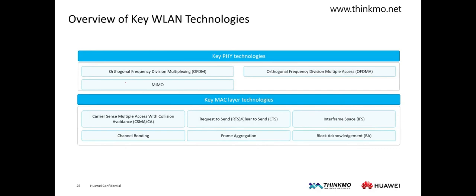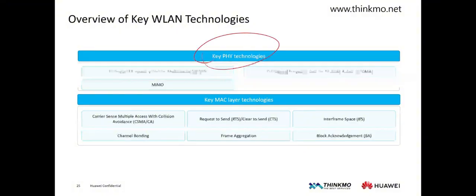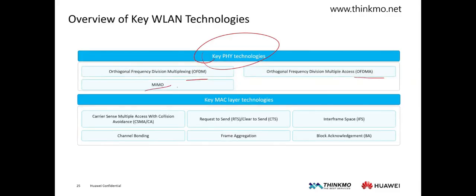Next, let's take a look at an overview of the key technologies in WLAN. These technologies play a crucial role in wireless communication. First is the key technology of the physical layer. OFDM is called orthogonal frequency division multiplexing. OFDMA is called orthogonal frequency division multiple access, and MIMO refers to multiple input, multiple output.